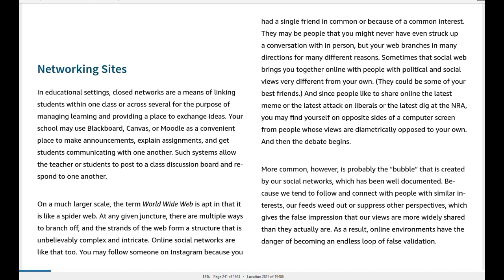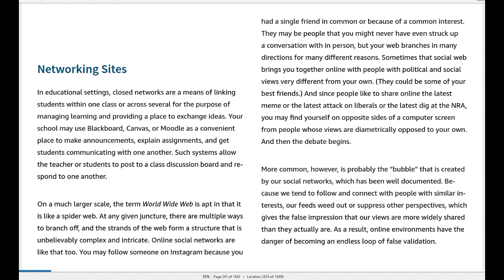On a much larger scale, the term World Wide Web is apt in that it is like a spider web. At any given juncture, there are multiple ways to branch off, and the strands of the web form a structure that is unbelievably complex and intricate. Online social networks are like that too. You may follow someone on Instagram because you had a single friend in common or because of a common interest. They may be people that you might never have even struck up a conversation with in person, but your web branches in many directions for many different reasons.